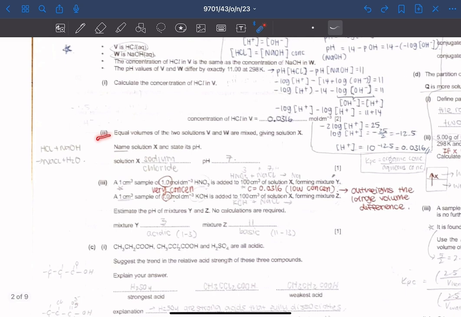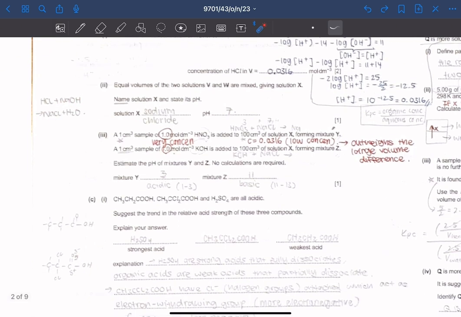Next question. II. Equal volumes of the 2 solutions V and W are mixed, giving solution X. Name the solution X and state its pH. So HCl plus NaOH forms NaCl plus H2O. Name the solution X. Usually it would ask to name the compound. Don't actually write it as NaCl, even though the answer key in this case may accept it. It is preferable for you to actually state the compound, sodium chloride, name it. If it says identify, you can answer in the full name, sodium chloride, or NaCl. And NaCl actually has a pH of 7, neutral, because acid plus base forms a neutral compound.